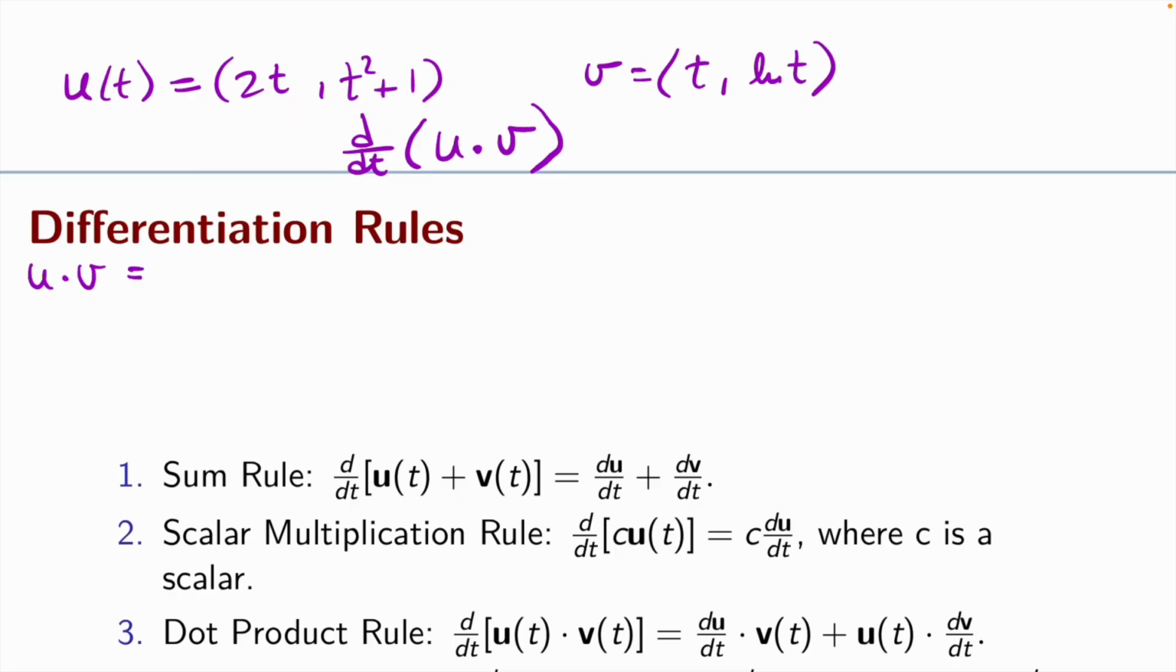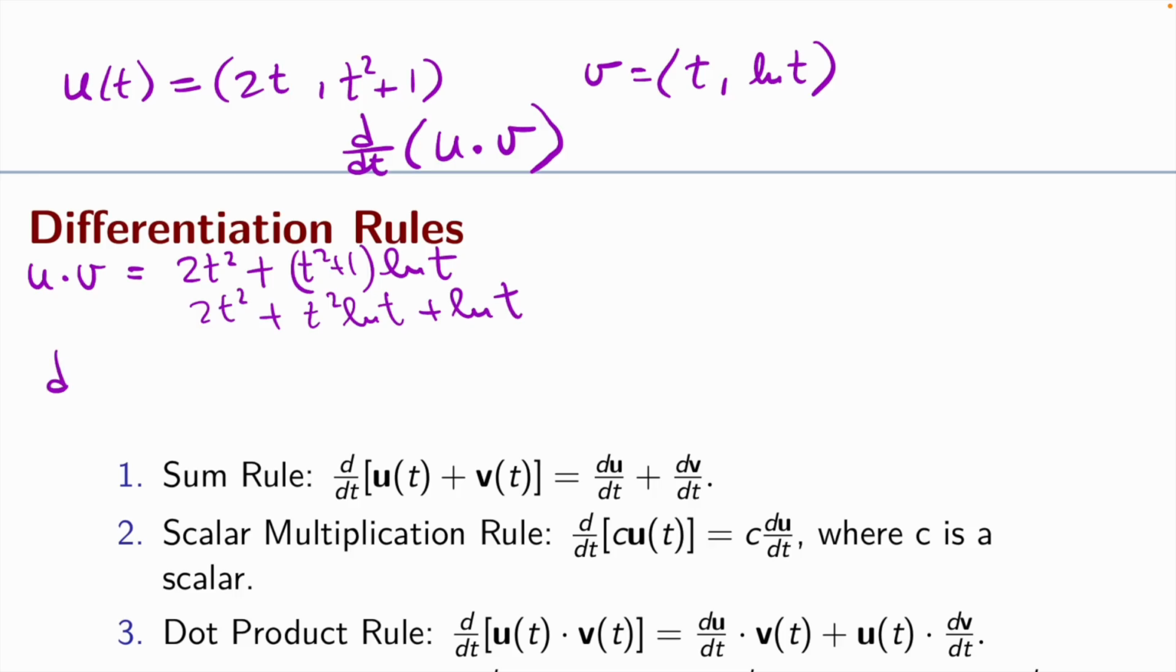The dot product will be 2t times t, this is 2t squared, plus t squared plus 1 times logarithm of t. This is the dot product then of the two functions. We can expand this multiplication here to do the derivative easily. So this is 2t squared plus t squared logarithm of t plus logarithm of t. This is the dot product. And then let's calculate the derivative of this.